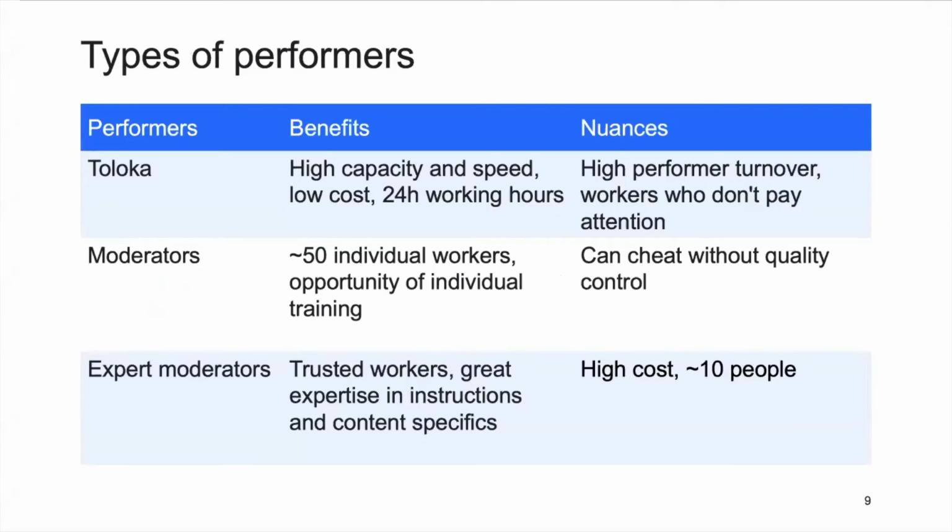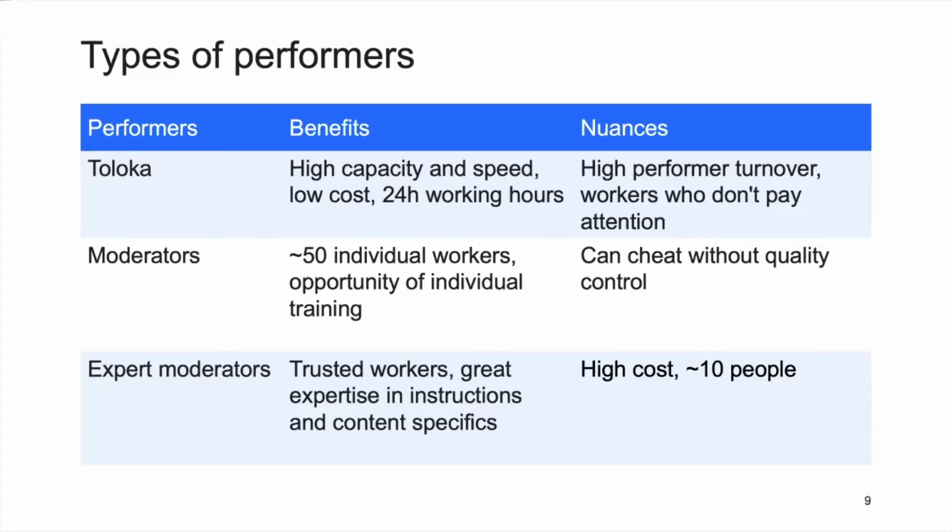I also want to mention that we have different types of performers. It's the same principle that the previous speaker shared before. We have our regular Tolokers, who of course have high capacity and speed and low cost, but you have to control their quality with really much attention.